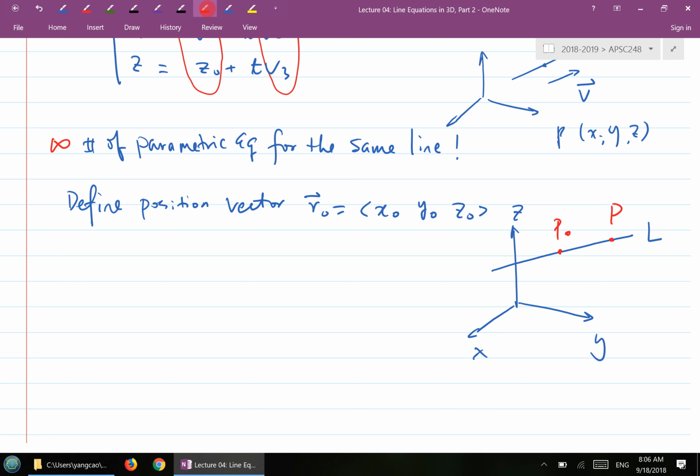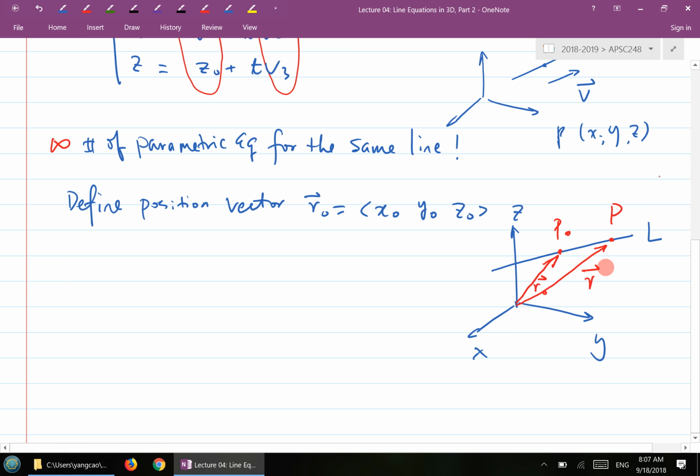So we can create a position vector. A position vector basically means you create a vector between the origin and the existing location. So this is your position vector R naught. And then you can create another position vector here, which represents the position P. Let's call it R vector. Right, so there are 2 position vectors here.